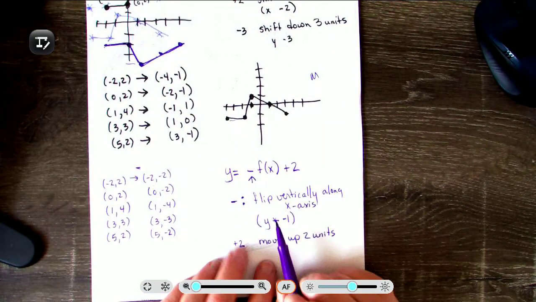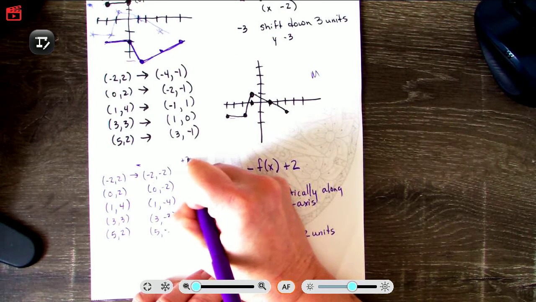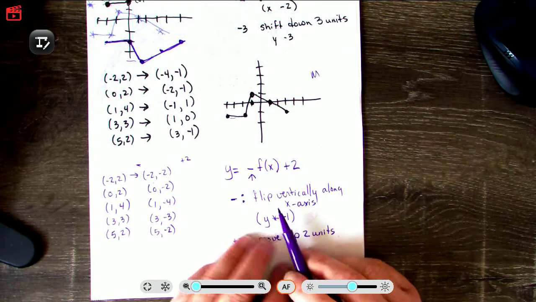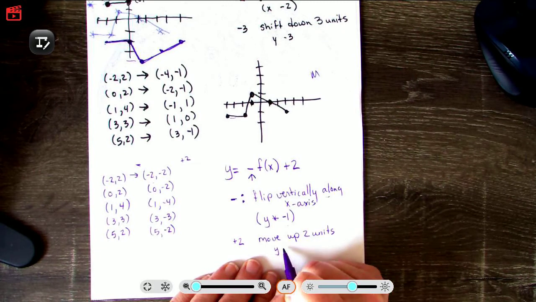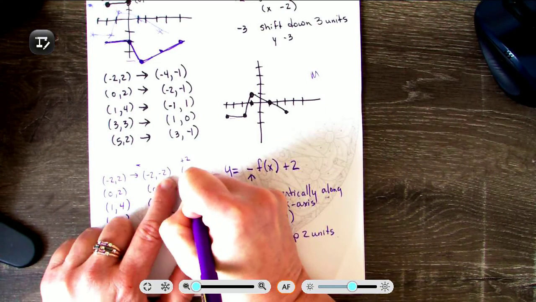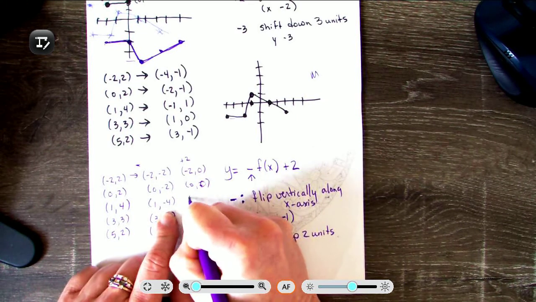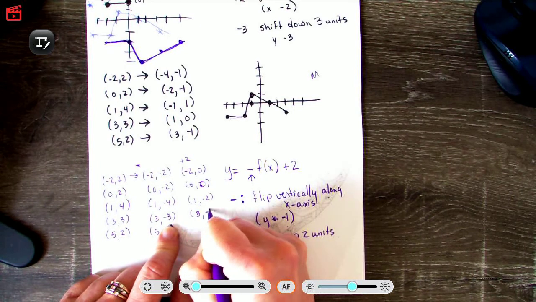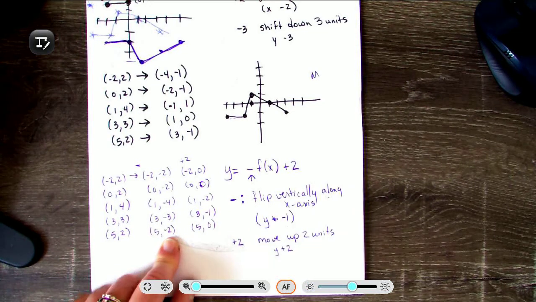Okay, we took care of that negative, and now I'm going to take care of this plus 2. So again, this plus 2 is going to move everything up. So I kind of write myself little notes. I will say flip vertically, so that means this is what I have to do. Moving up means I'm going to take my y values, because that's up and down, and I'm going to add 2 to those. So I'm going to add 2 to the y's, add 2 to the y's, add 2 to the y's, add 2 to the y's, and try not to make mistakes.